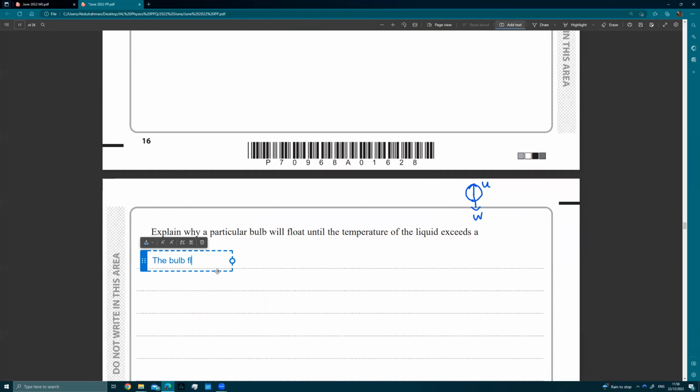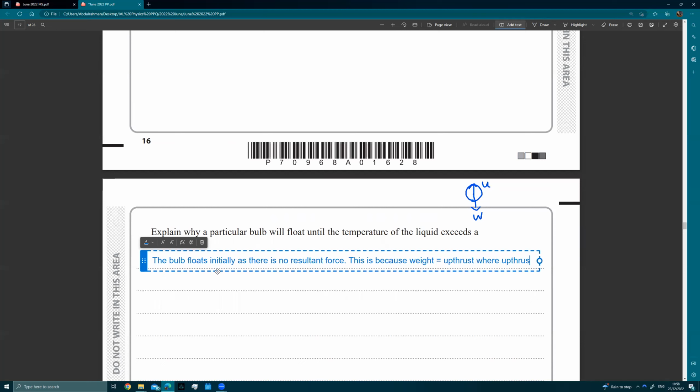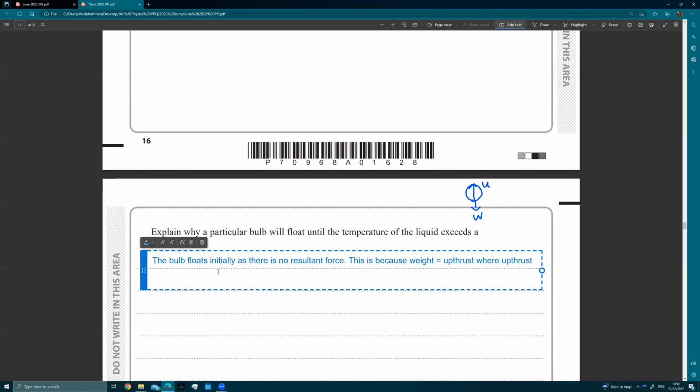The bulb floats initially as there is no resultant force. Always try to talk about resultant forces when you're talking about movement, i.e. something sinking or moving or accelerating or rising. So let's say why is there no resultant force? This is because weight is equal to upthrust. Let's define upthrust because we're going to have to use this definition later on. Also, it's a 6-mark question, so there's no harm in writing as much detail as possible. This is because weight equals upthrust, where upthrust is the weight of fluid displaced.